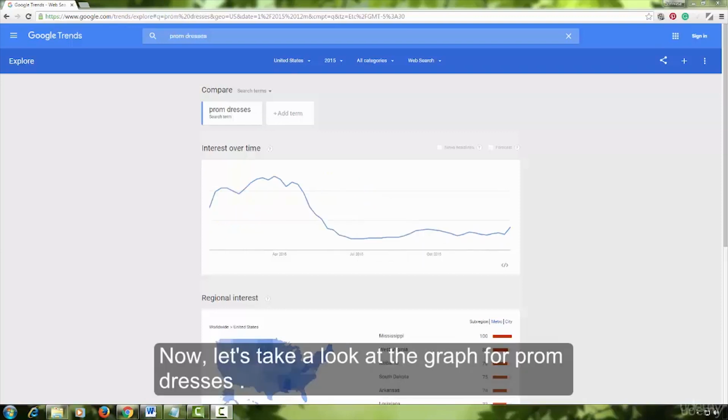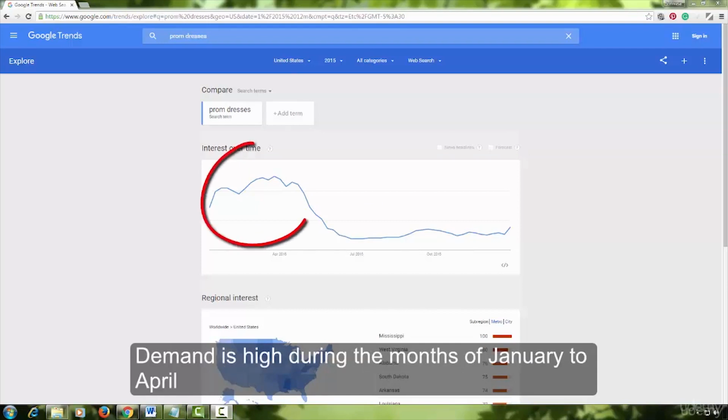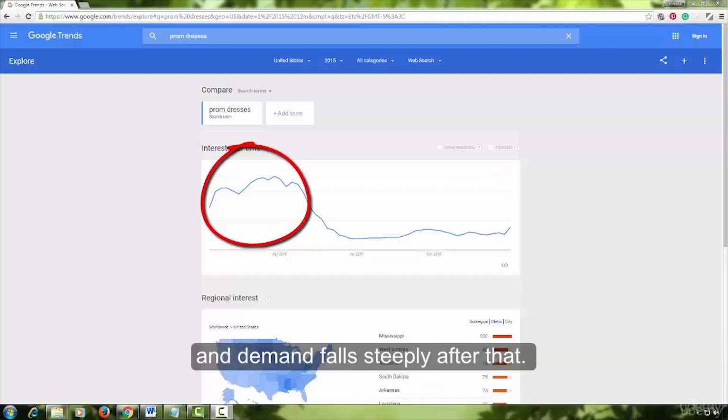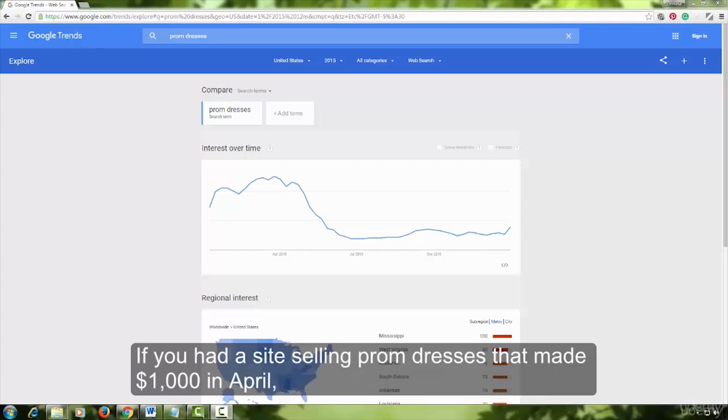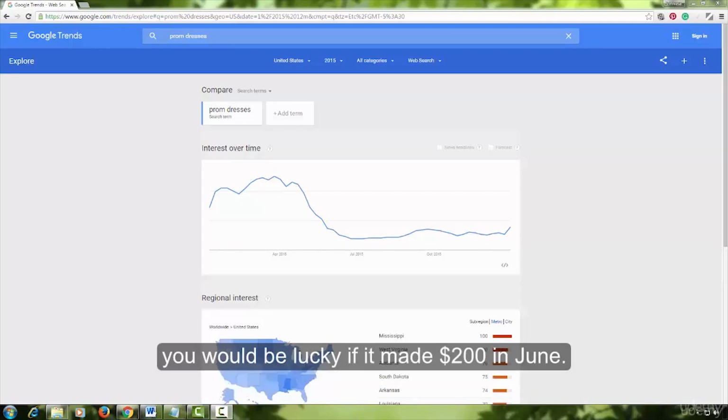Now, let's take a look at the graph for prom dresses. Demand is high during the months of January to April and demand falls steeply after that. It's very low for the rest of the year and starts rising again during late December. If you had a site selling prom dresses that made $1,000 a month in April, you would be lucky if it made $200 in June.